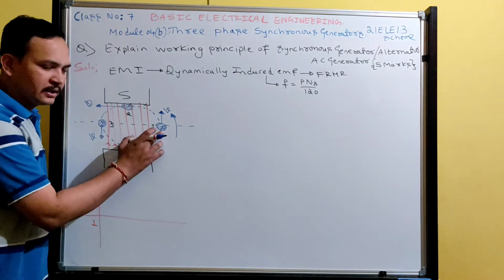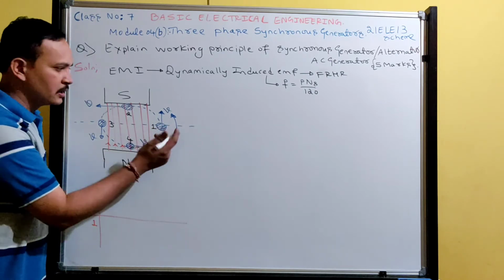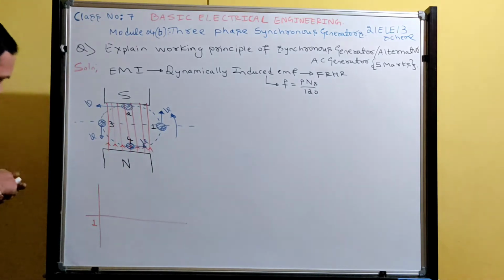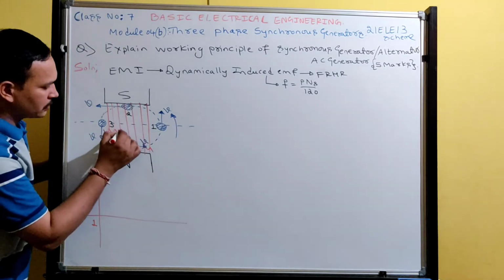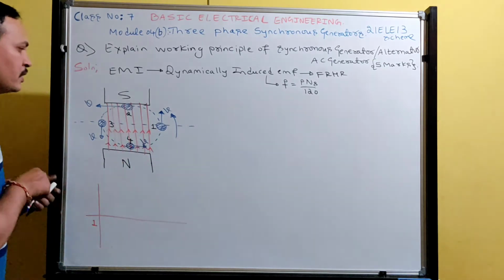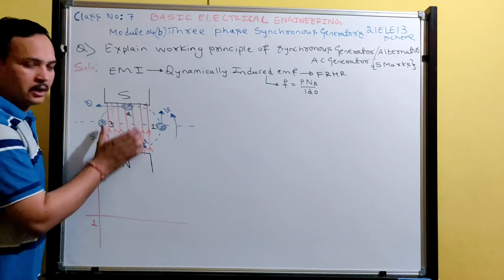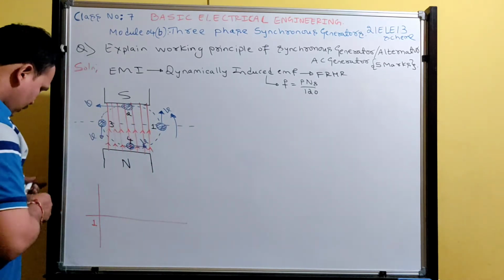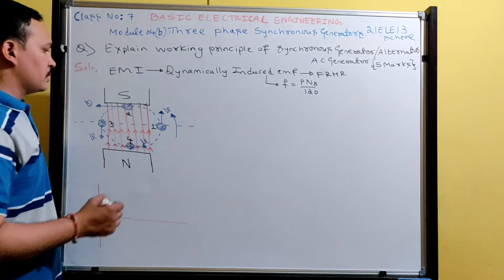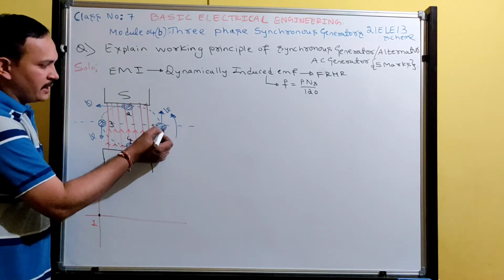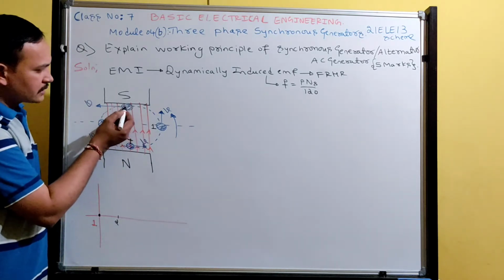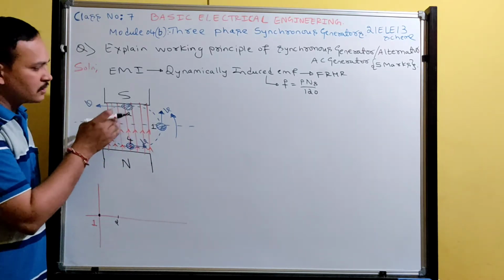Whenever the conductor is in the orthogonal axis or polar axis, the velocity of the conductor is parallel to the lines of flux. Here it is not visible, so I am writing again here. The velocity of the conductor is parallel to the flux, and under that condition, the induced EMF will be minimum. Got it? Now the conductor rotates by 90 degrees, so at position 2 it is 90 degrees. Now this conductor is in the lines of flux.